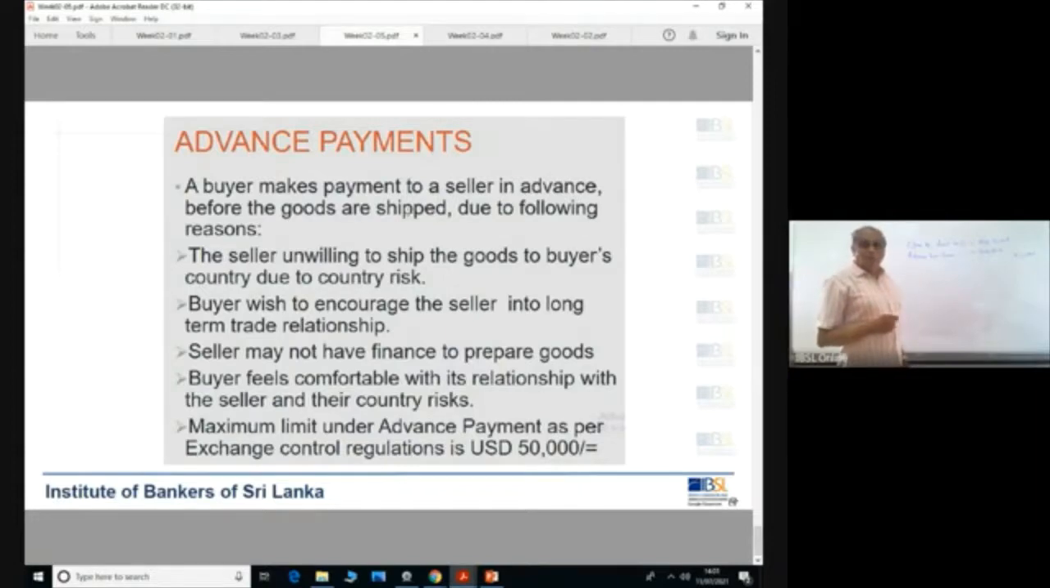Now, as at today, what is the open account limit in Sri Lanka? As at today, I'm talking. You bankers, answer me. What is the limit in Sri Lanka for open account? As at today. There was a circular on 11 June, one month back.